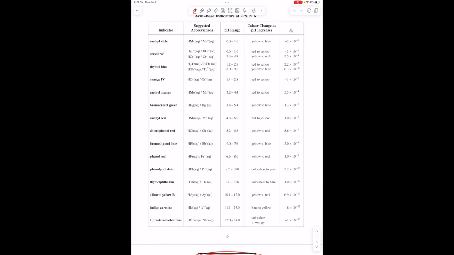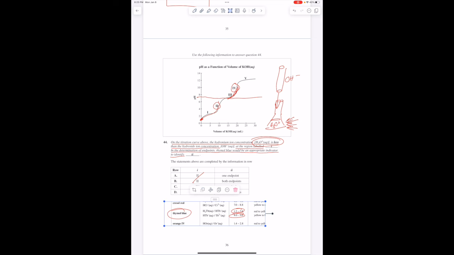All right. And the region labeled in the determination of endpoints, thymol blue would be an appropriate indicator. Okay, so I just got to go look at thymol blue. And thymol blue is good from 1.2 to 2.8 and 8.0 to 9.6. Okay. So 1.2 to 2.8 is useless because that's right here. 2.8 is going to be in there. We haven't even gotten to the vertical yet. So that's useless. So 8.0 to 9.6 is this range here, which is on a vertical. So that would be for one endpoint, I would say.